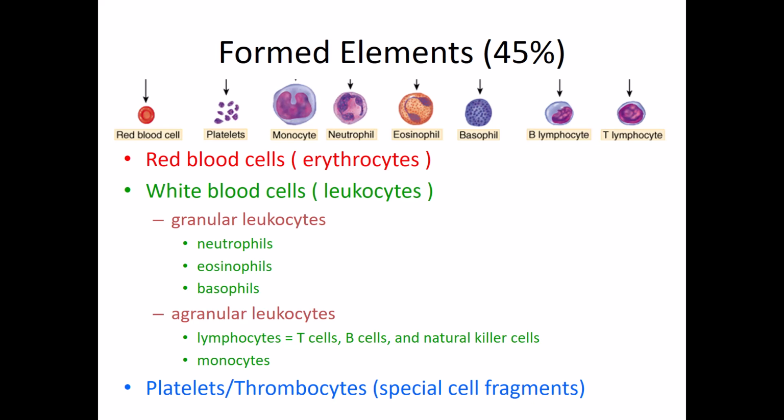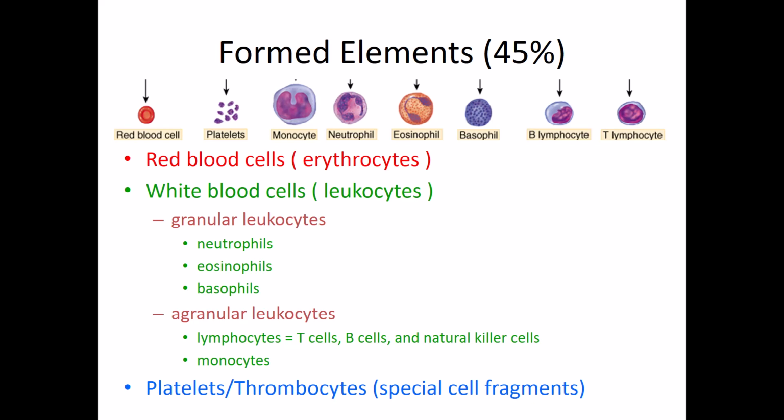So the formed elements in blood, we said the highest amount are going to be red blood cells, and those are known as erythrocytes. But we have around 1% or less white blood cells, and those are known as leukocytes. You've got two types of leukocytes. Neutrophils, eosinophils, basophils make up what we call granular leukocytes.